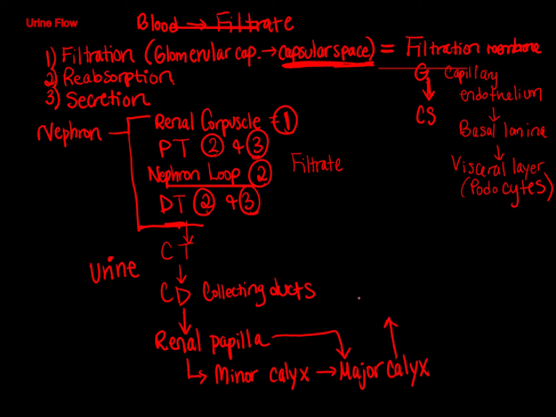But each major calyx will then get to the renal pelvis, which will then exit through the left and right ureters. Okay? So everything up until the ureters is going to be all a part of the kidney. I want to emphasize this is not yet a part of our urinary tract, right? These are everything from renal corpuscle to our renal pelvis. These are components of the kidney itself.